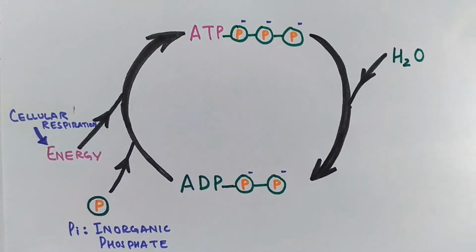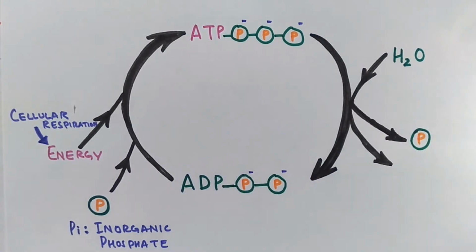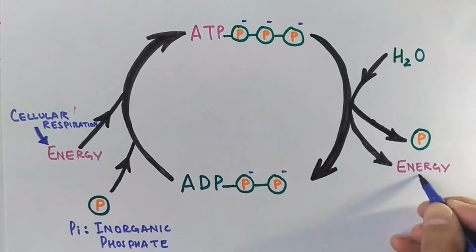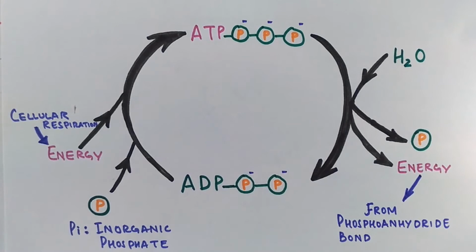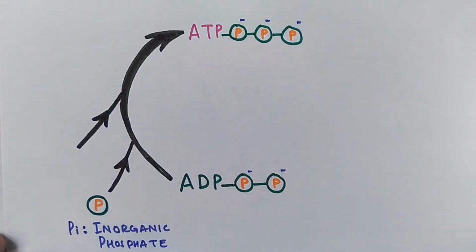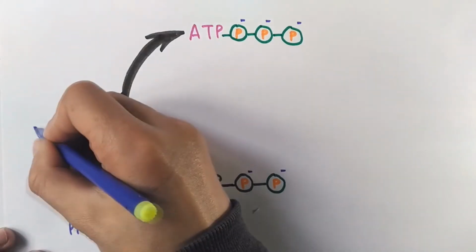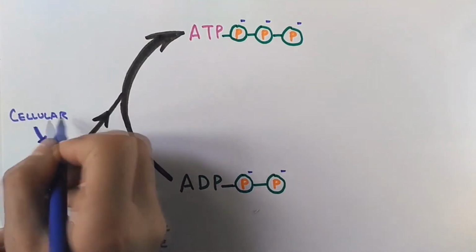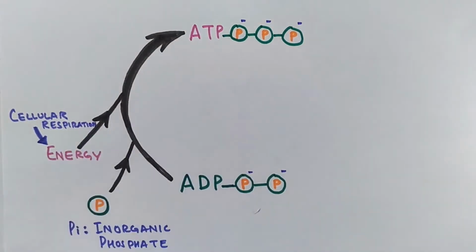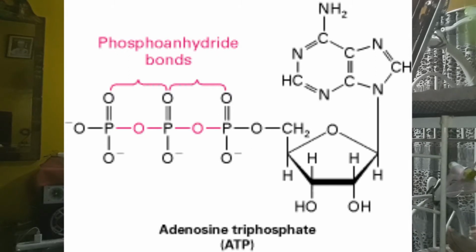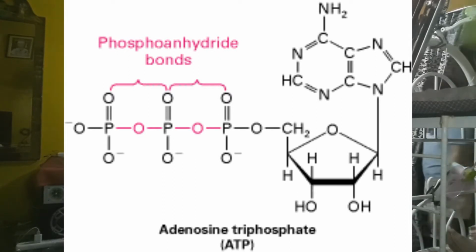In the process itself, one phosphate will be broken off, through the breaking down of the bond, which we call the phosphoanhydride bond. In hydrolysis, aside from one phosphate being removed from the ATP to turn it into an ADP, energy is also released in that process. Why? Because the energy comes from the phosphoanhydride bond of the phosphate itself.